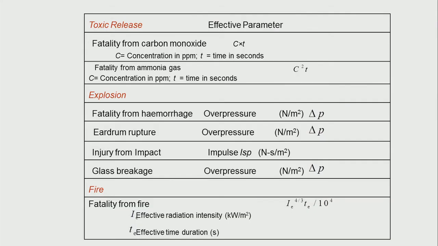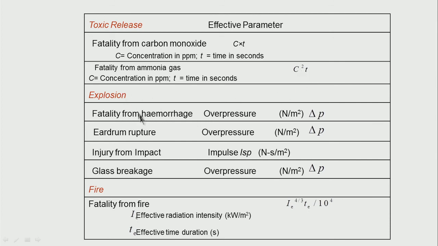We say that the effective parameter or dose which causes the particular damage when I have a toxic gas release could be a product of the concentration in ppm into time in seconds. If I have something like ammonia gas, where the concentration is more harmful and more effective than the time, it could be C squared T.